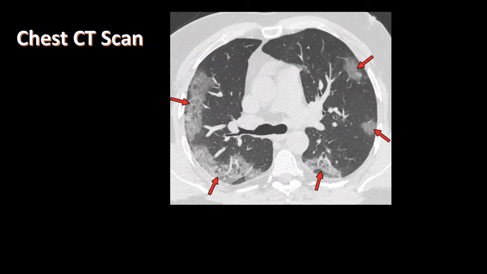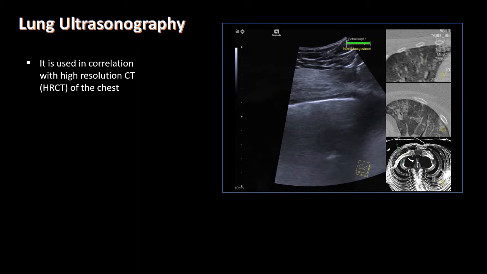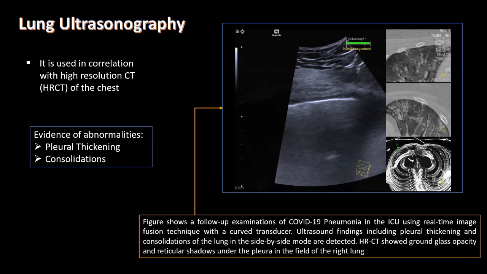For chest CT scan, COVID-19 pneumonia is identified based on imaging classification and CT features. Similar to chest radiography, abnormalities such as ground glass opacity and consolidation are present in the CT image. Lung ultrasonography is used in correlation with high-resolution CT scan of the chest using a real-time fusion technique with a curved transducer. Ultrasound findings, including pleural thickening and consolidation of the lung in side-by-side mode, are detected.